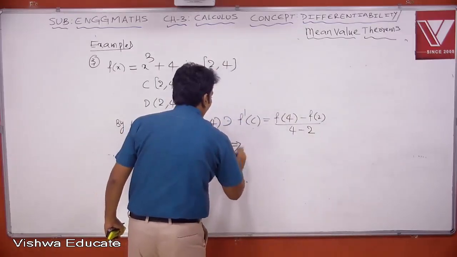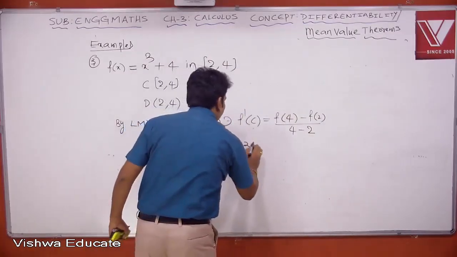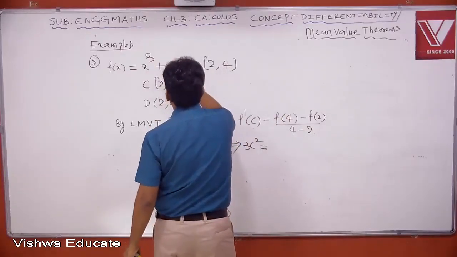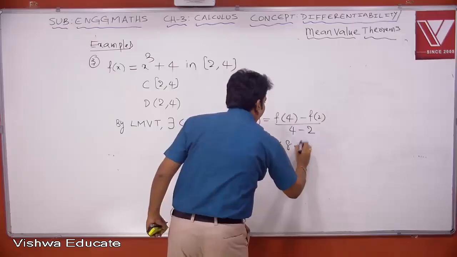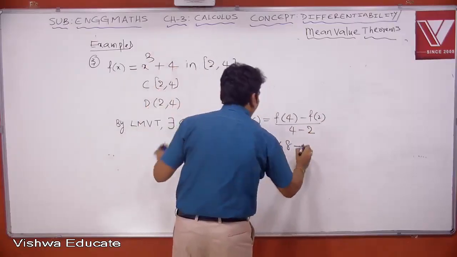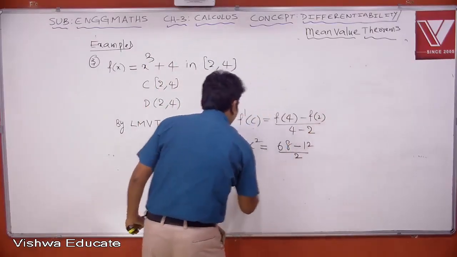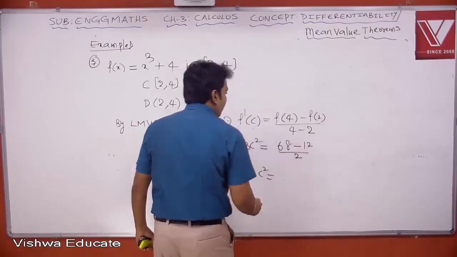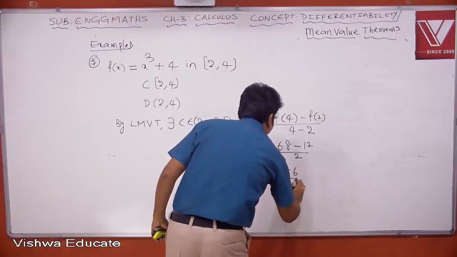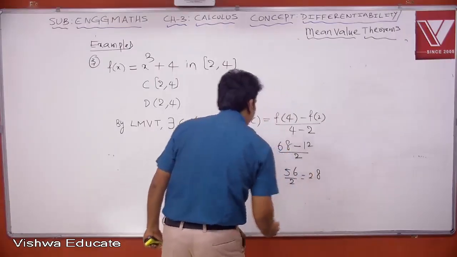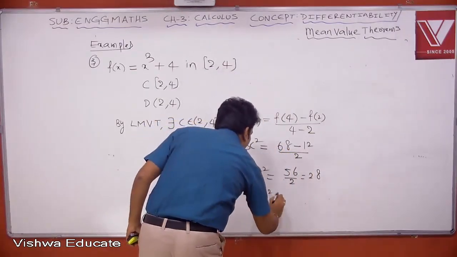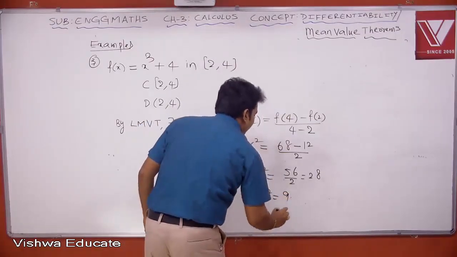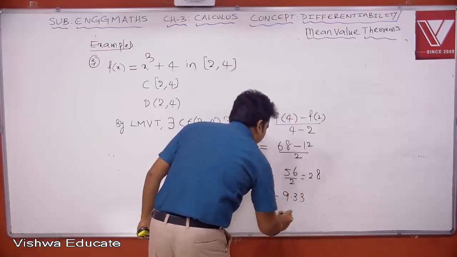So this implies, what is f dash of C? 3c square. So 3c square equal to f of 4, 4 cube is 64 plus 4, 68, minus f of 2, 2 cube is 8 plus 4, 12, divided by 2. So this implies 3c square equal to 68 minus 12, so it is 56 by 2. So this is 28. Therefore c square equal to 28 by 3. So basically this is 9.3, for example 9.33, something like that.